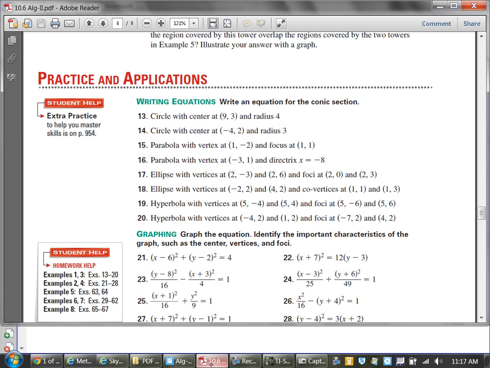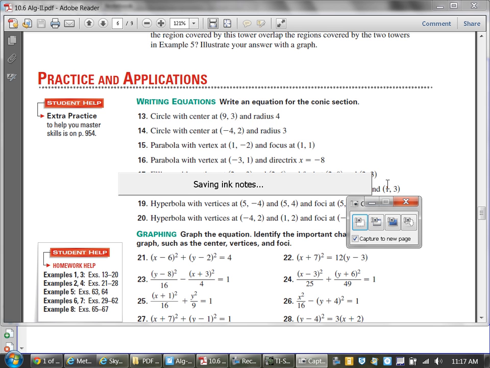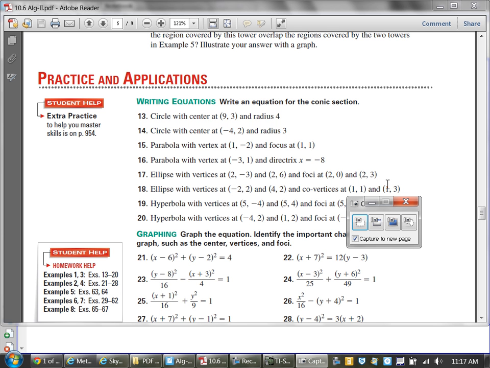So if we're looking at number 17 to start out with, the first thing I'm going to do is rough sketch it, so that way I have an idea of if it's opening up and down or if it's opening left and right. From there, I can then find everything. And that's kind of the trick to all of these types of problems.